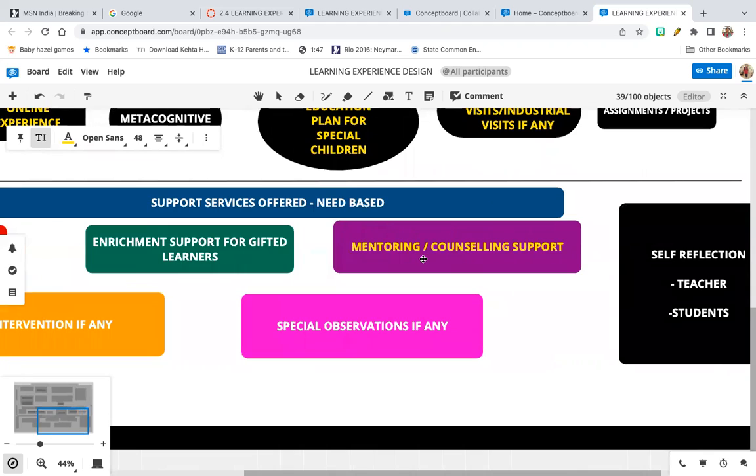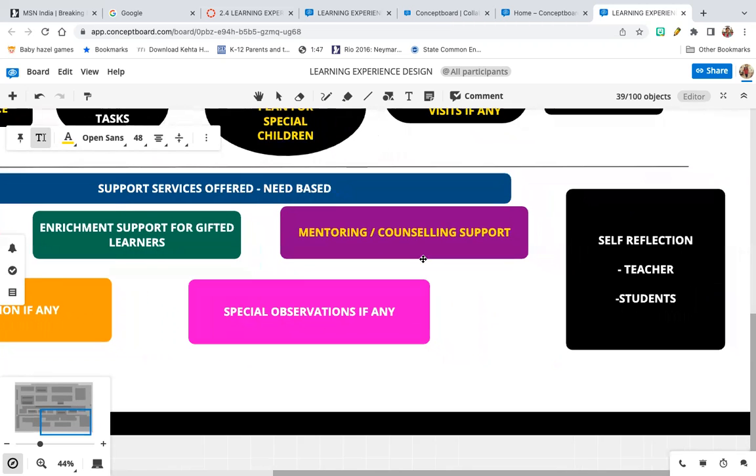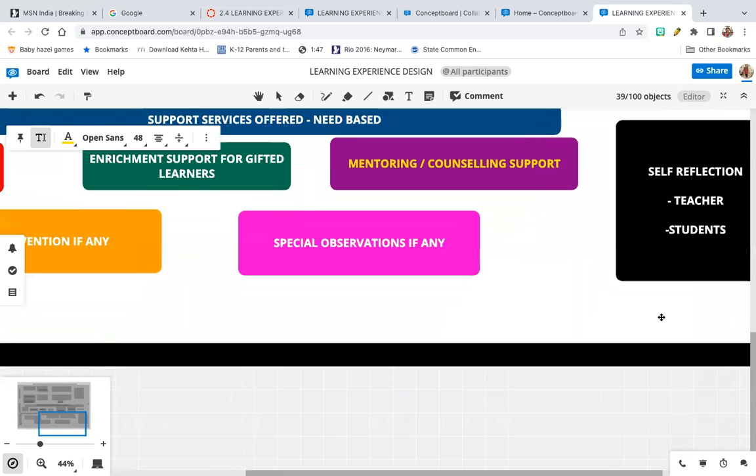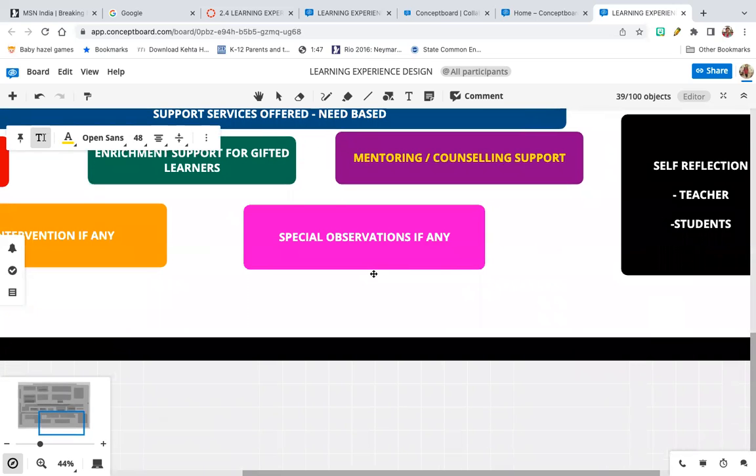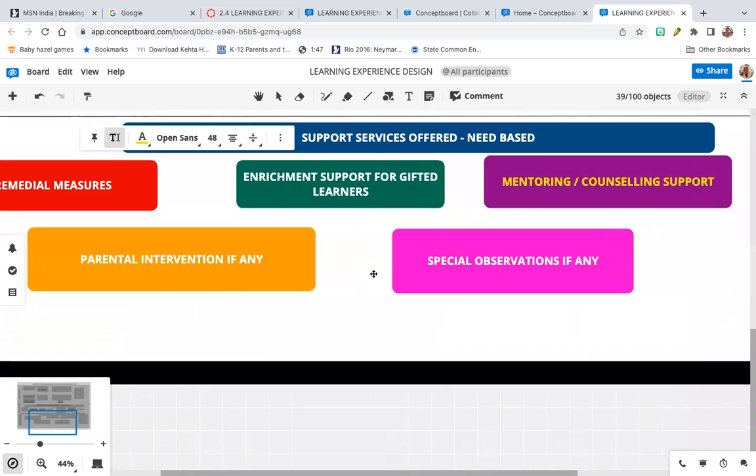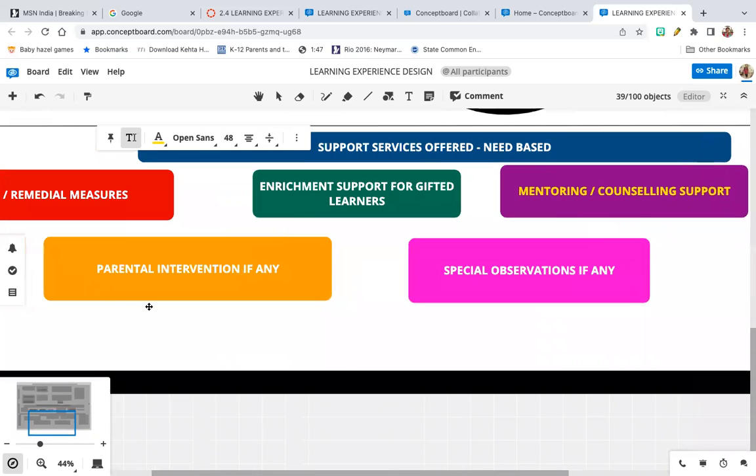Mentoring and counseling support need to be provided. You need to mentor each and every student towards the achievement of the learning outcomes, and counseling. If there is any professional help required, then you need to provide that also. Self-reflection by the teacher and the students is very important. Special observations, if any, you need to note down. And also, if required, there could be a parental intervention.